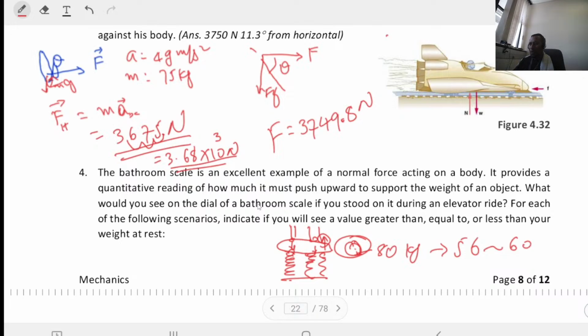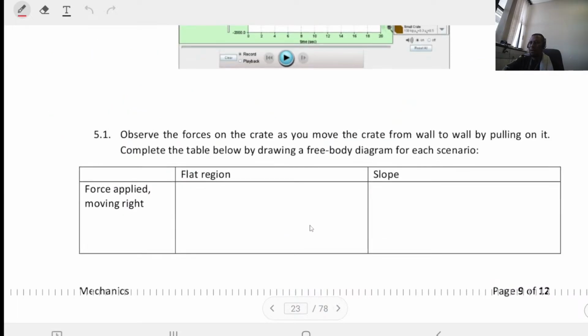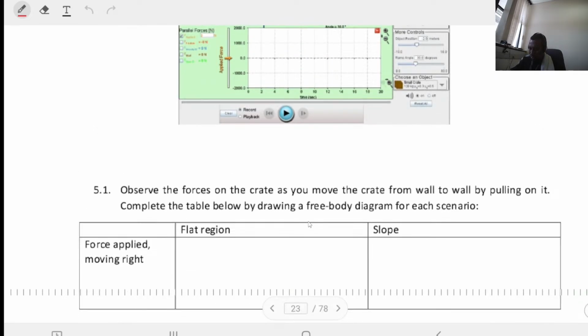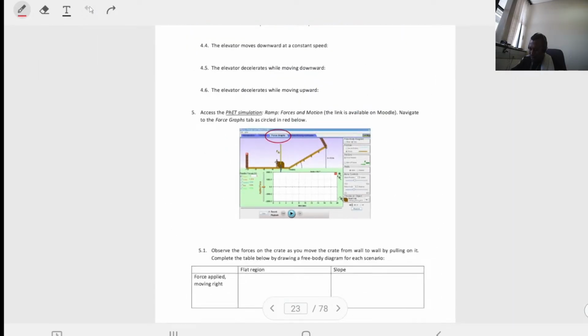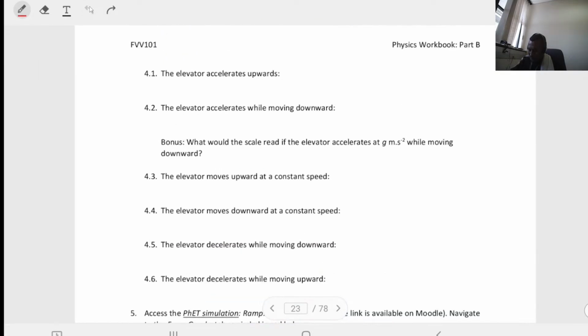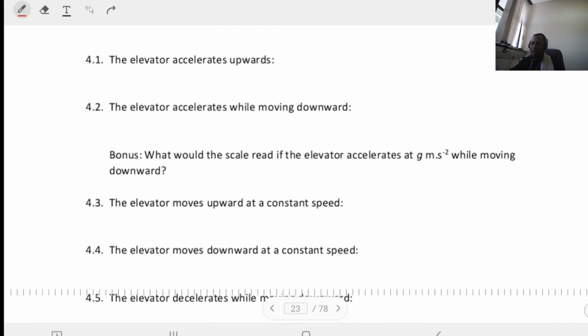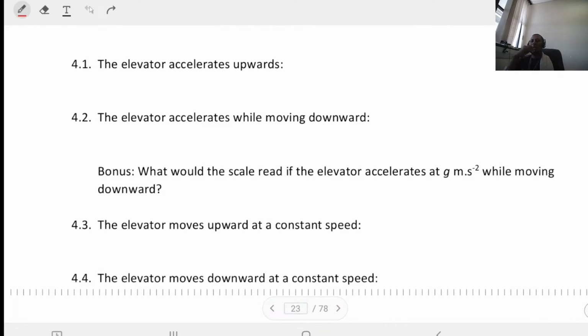Now she asks you a question. If you take this bathroom scale and put it in a different situation, for each of the following scenarios, indicate if you will see a value greater than, equal to, or less than your weight at rest. Oh, what is that scenario? Okay, I think I kind of have an idea where she is going. It should be to do with what we did last year also. You're going into an elevator, by the way. Yeah, good, I guessed.